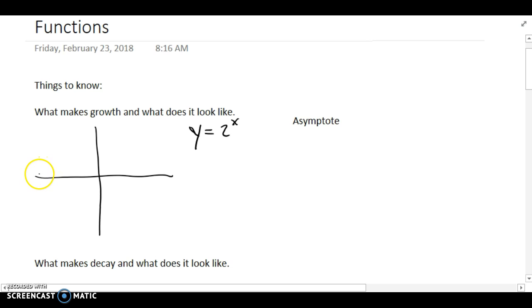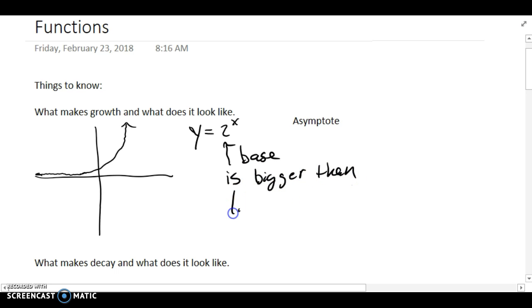So a growth function starts right above the axis, and it kind of goes in a straight line, and then it goes up really quickly. Okay, that's the shape of our graph. So when we graph these, we know that that's what that looks like. And this is because the base is larger than 1. Okay, so whenever this number is larger than 1, it's going to make this shape, and if it's less than 1, it's going to make the other shape we saw.